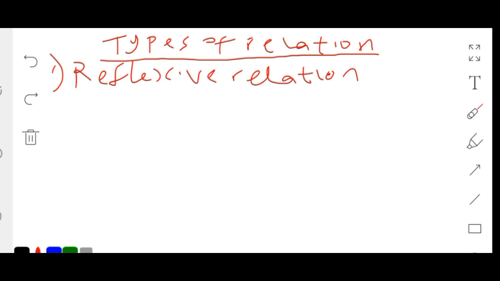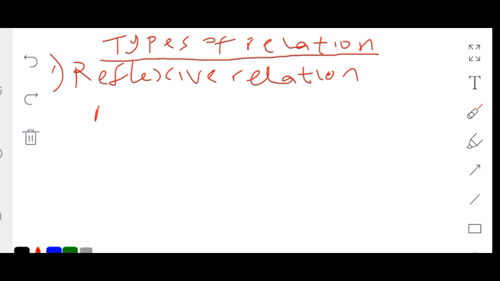Let's move to types of relation. That is the different types of relation that we have in a set. I'll be talking about just three: reflexive relation, symmetric relation, and transitive relation. Let's start with reflexive relation. In a reflexive relation, every element maps to itself, that is, it refers back to itself.